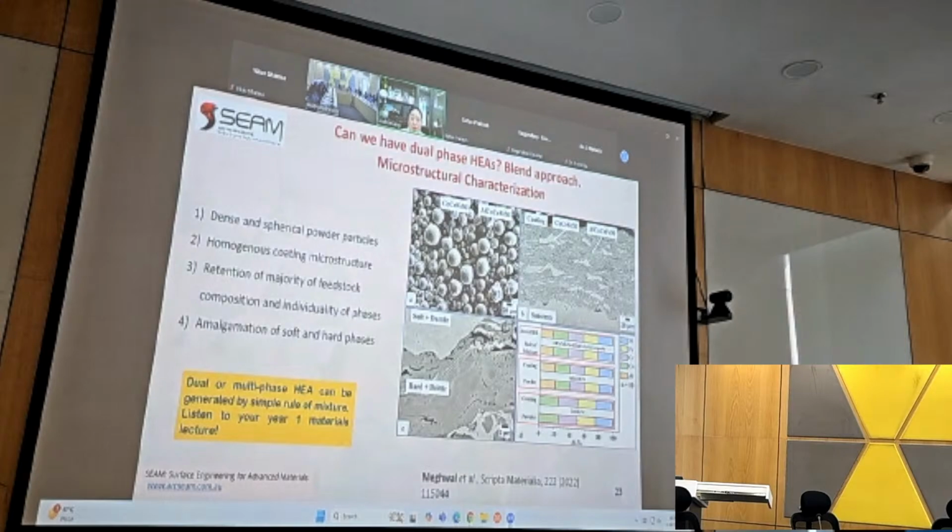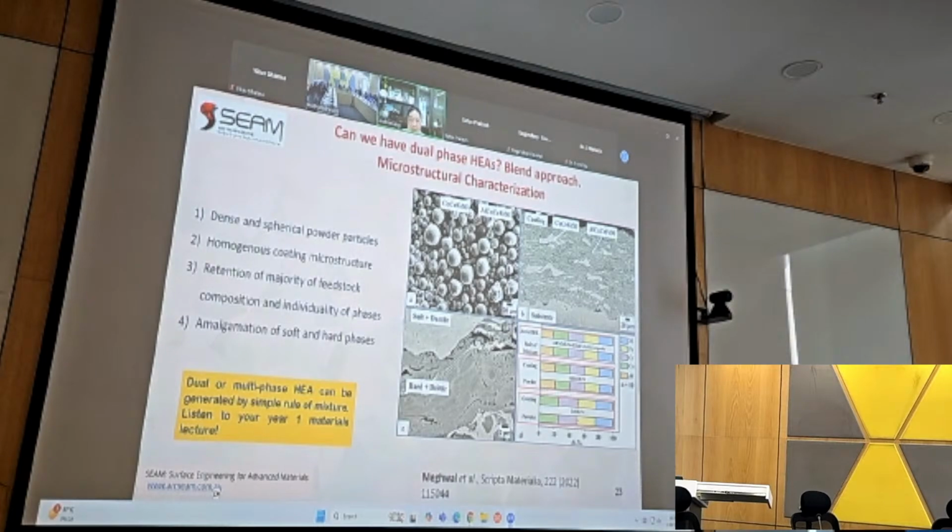Along the way, we also looked at whether we are able to deliberately, not just from a single powder, create dual phase HEAs. I showed this work. We took two different HEAs, one BCC, one FCC, and we mixed them together to see whether we can retain them, and what kind of properties we can get from them. Here you can see that we have an FCC powder and a BCC powder, and we mix them in different ratios.